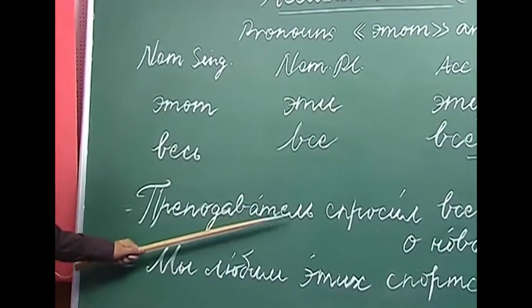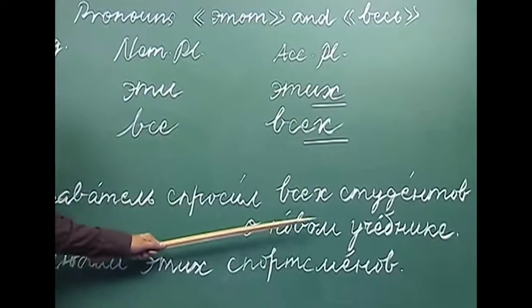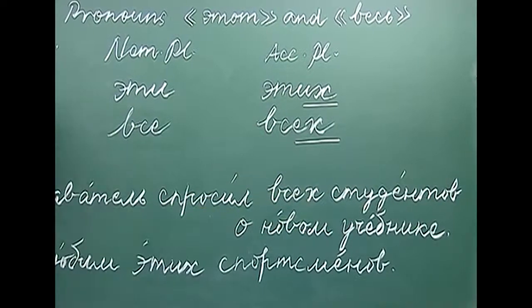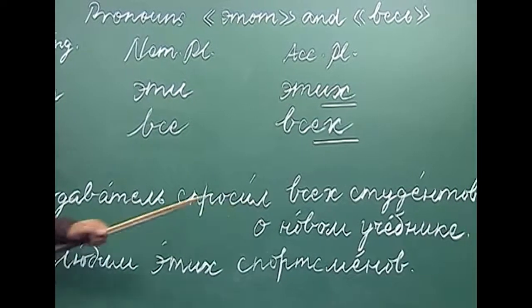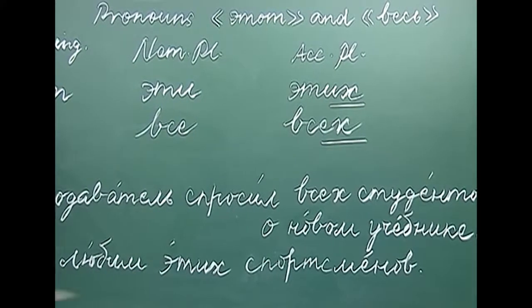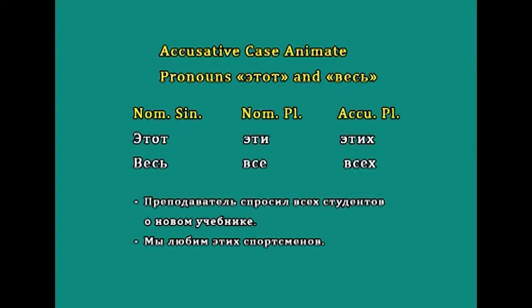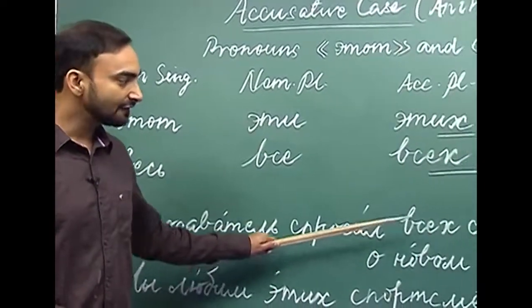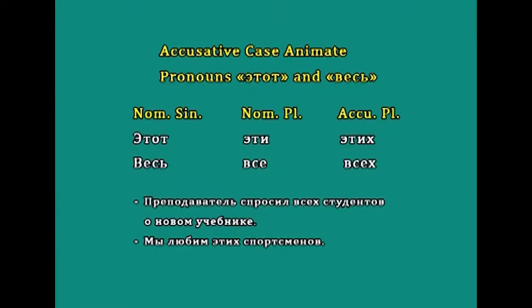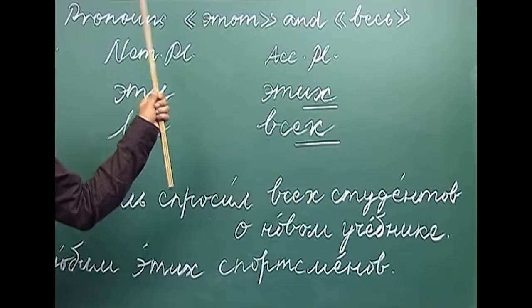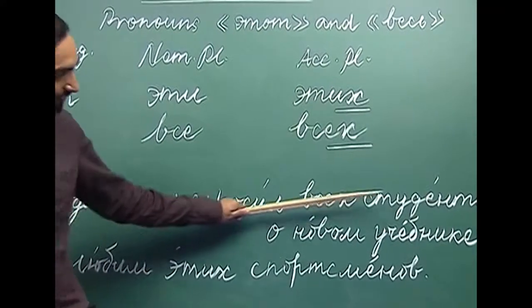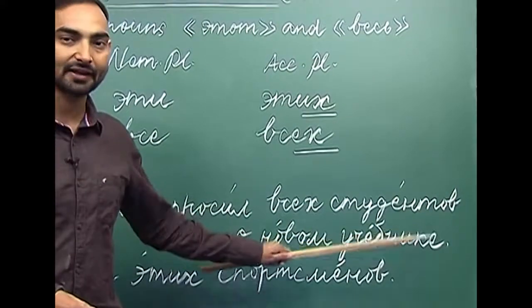For example, Преподаватель спросил всех студентов о новом учебнике. Преподаватель спросил всех студентов о новом учебнике. What is спросить? Спрашивать is the imperfective aspect and спросить is the perfective aspect. It means to ask a question. The teacher asked всех студентов, all the students. So, here всех студентов is used in the accusative case, and since student is an animate noun, все has become всех.